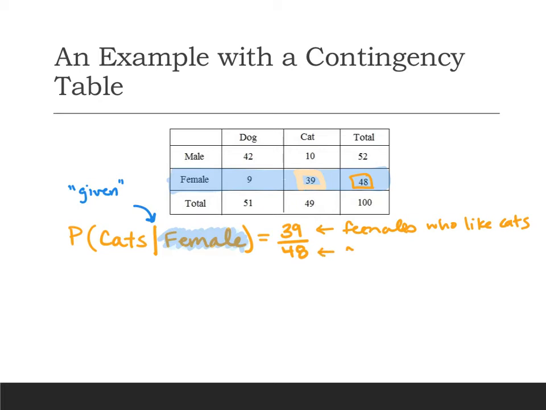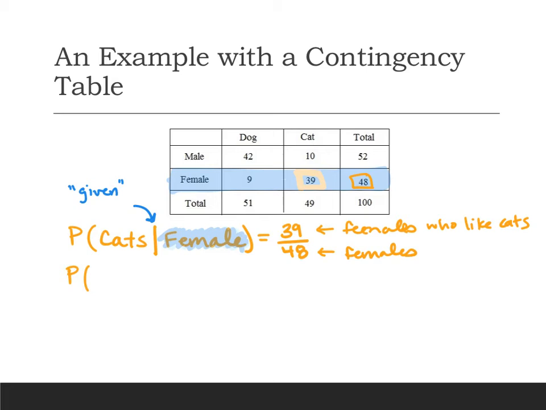Out of 48 females. Period. Done. That's got it. Now, this order matters. And I know it feels backwards, but it's not. If you think about the way we're wording it, we're saying, what's the probability of this happening if this other thing has already happened? The other thing that's already happened, that's what limits everything. That's what defines the group that we want to look at.